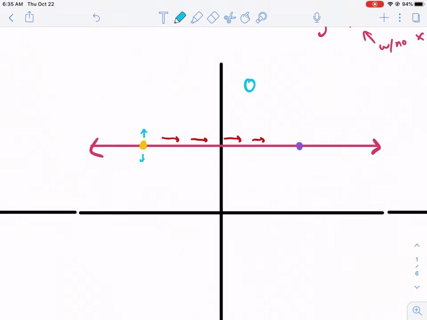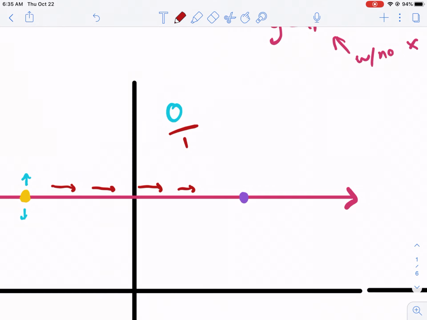But our rise is going to be 0 over our run. We can just say 1. You can always make an integer into a fraction by putting it over 1. And this would be equal to 0. 0 divided by 1 is just 0. So that's why it's a zero slope, because we don't go up or down any.